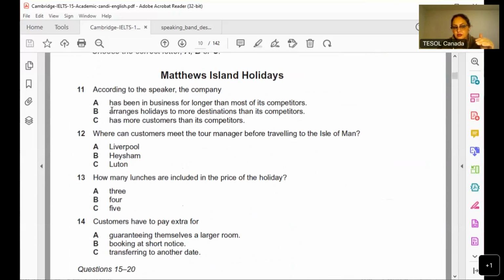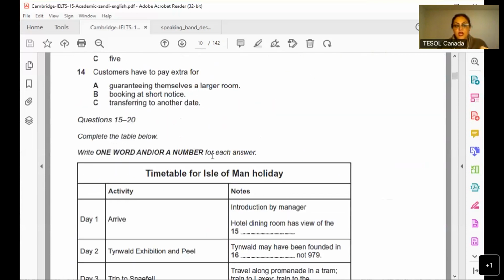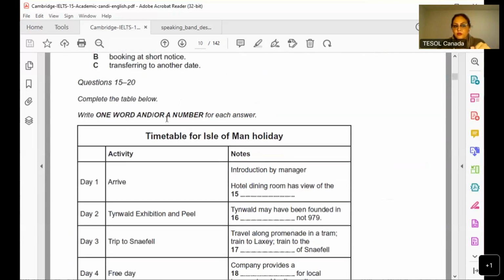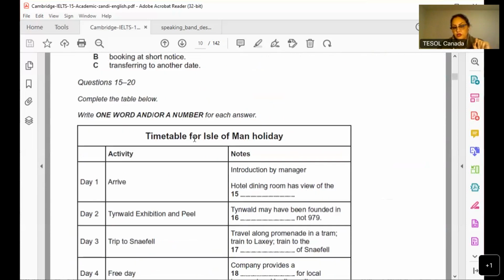So business longer, holidays, more destinations, more customers, these are the keywords. They have to underline the keywords, then they listen and take notes. Also, there's another part, 1 word or a number for each answer. So activity notes, but only 1 word or a number.